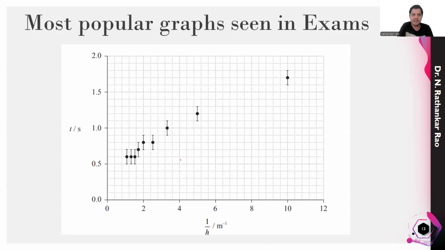Okay, let me move on to the next one. The most popular graphs seen in exams, I already told you, this is the kind of graph that we see. So what does this tell you? This is nothing but a plot of T versus 1 by H over here. So as you see here, just a minute, let me pull this. Okay. So as you see here, this is in per meter and this is in seconds over here.